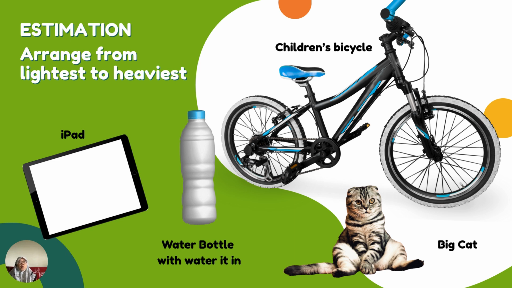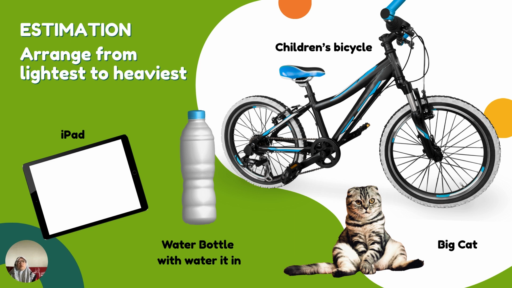All right, so we have an iPad on the left, and then one water bottle with water in it. The water bottle, if it is empty, it's light. So that is what you want to tell your students. If the water bottle is full with water, it is heavier. And then this is a big cat. It looks like Garfield. And then this is a children's bicycle. How big is a children's bicycle compared to an adult's bicycle? So out of these four, which one is the lightest and which one is the heaviest?